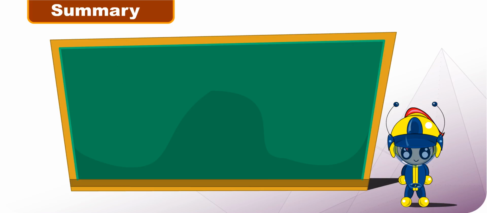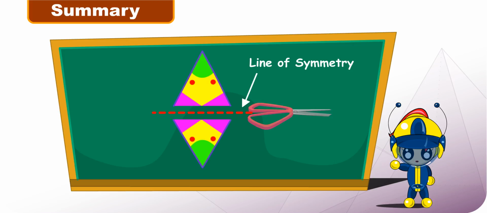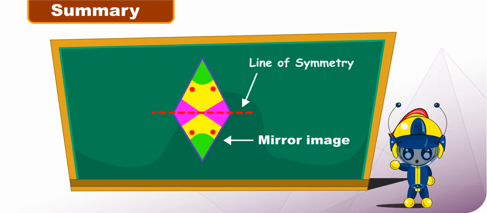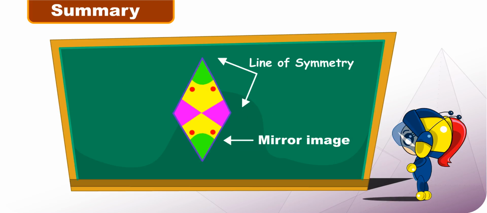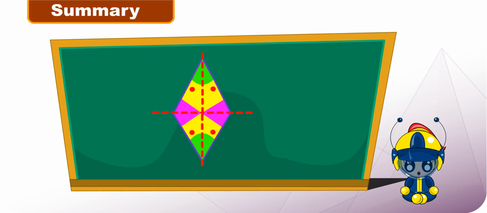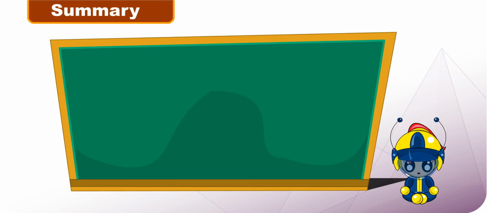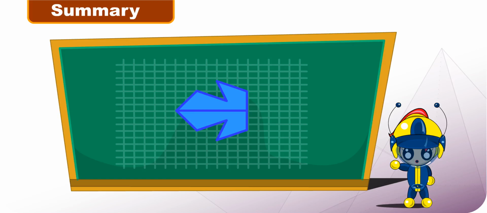What have you learned today regarding symmetry, Turbo Girl? I have learned that a symmetry line is the one that cuts a figure into two halves and the halves are mirror images of each other. A figure can have more than one line of symmetry. Any more? Any figures that can be cut into identical halves by a line of symmetry are known as symmetric figures. And I also learned how to complete a symmetric figure.